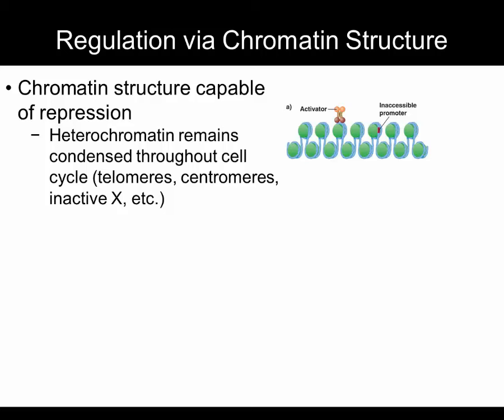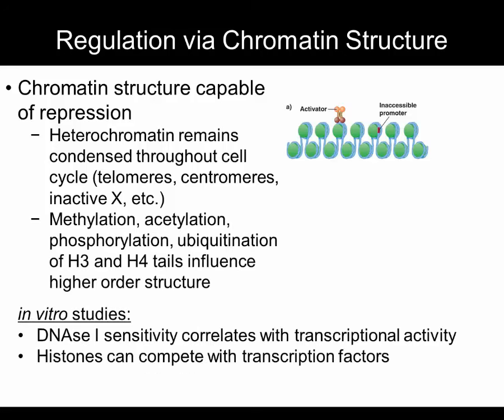We use the term heterochromatin to refer to DNA that remains condensed throughout the cell cycle. This includes telomeres and centromeres that don't have genes to be expressed. And this is also how X inactivation occurs in women. Other parts of chromosomes can go in between compact and non-compact forms.